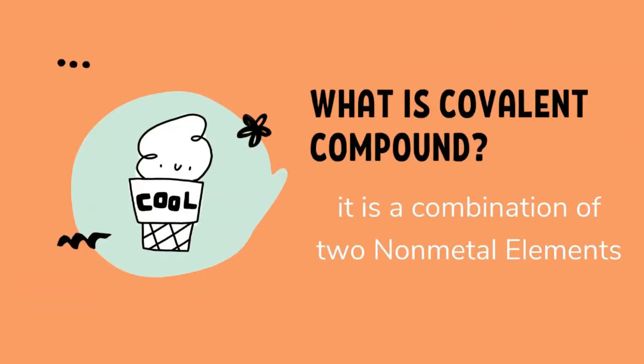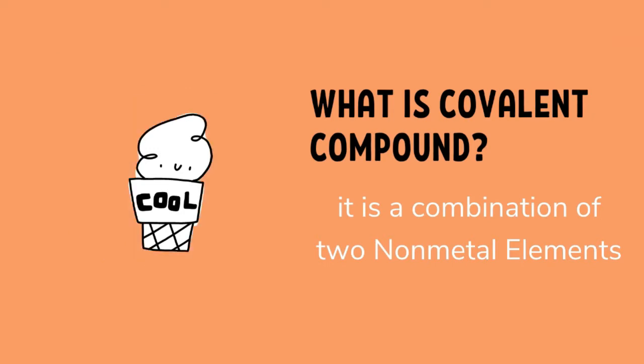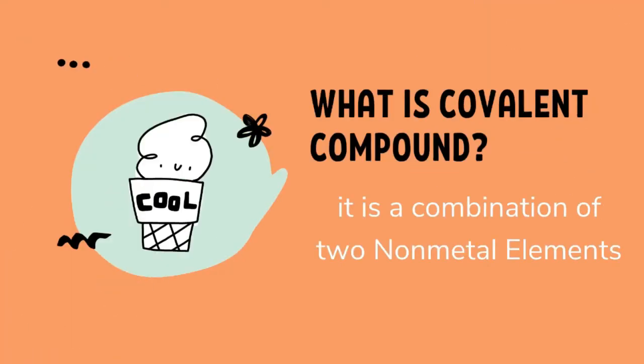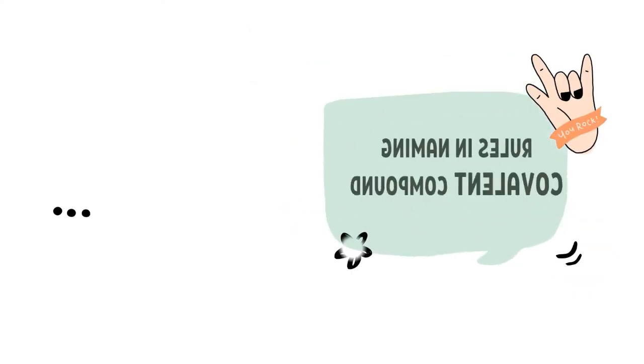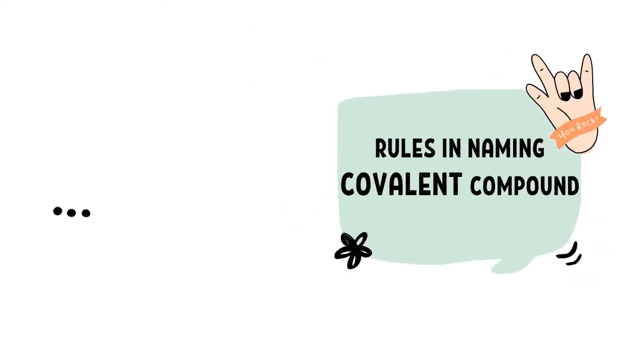And what is a covalent compound? It is a combination of two non-metal elements. So in this compound, you will see only two non-metals. Okay, rules in naming covalent compounds.